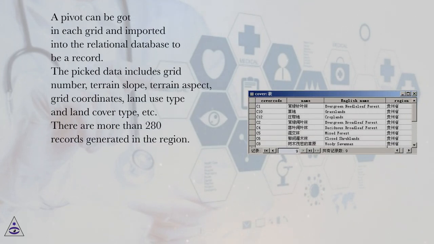A pivot can be obtained in each grid and imported into the relational database to become a record. The picked data includes grid number, terrain slope, terrain aspect, grid coordinates, land use type and land cover type, etc. There are more than 280 records generated in the region.